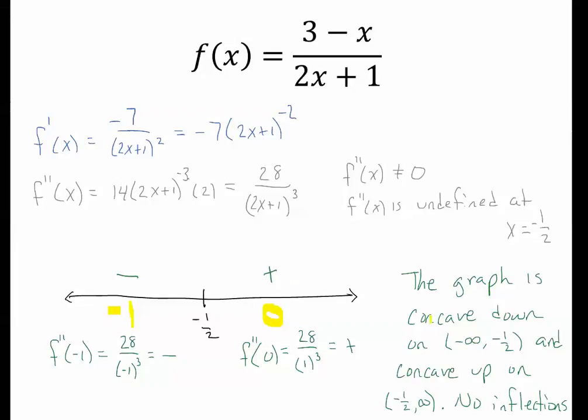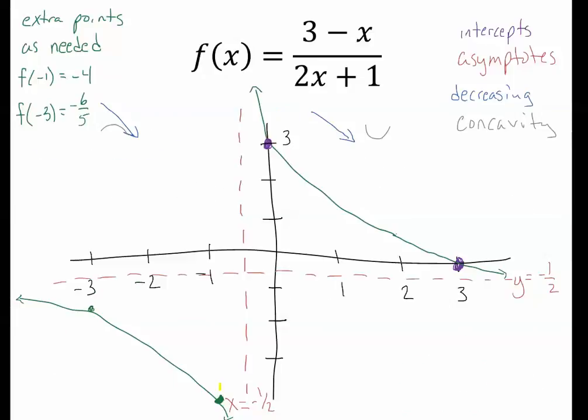Reporting this, the graph is concave down to the left, negative infinity to negative 1/2, and concave up on the interval from negative 1/2 to infinity. Just as a reminder, there are no inflection points. Even though the graph changes concavity, negative 1/2 is not a point on the actual graph. Let's see what happens when we put this all together.